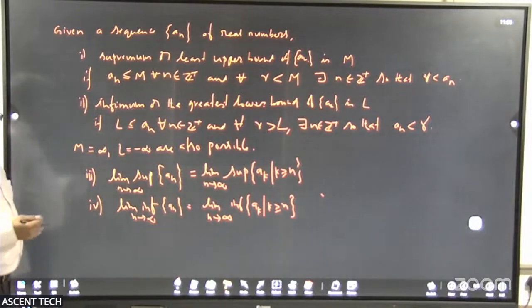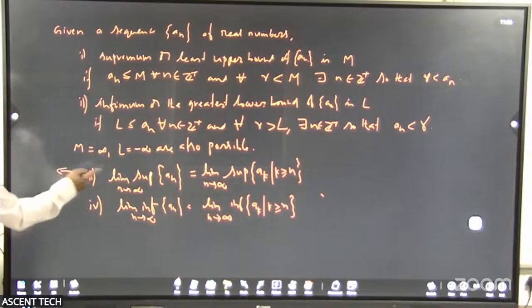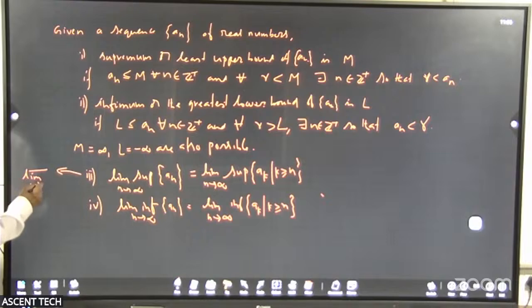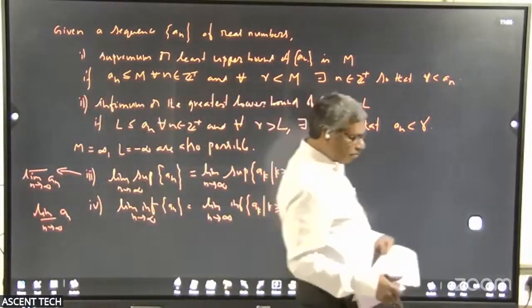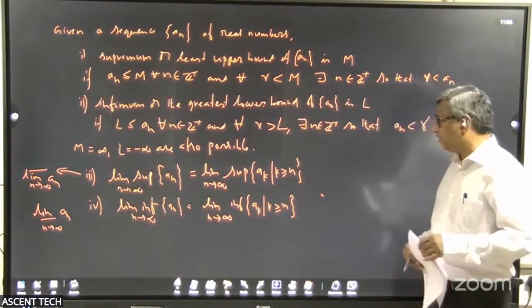We want to understand this a little bit. I will denote this also by the symbol limit supremum as n tends to infinity of A_n, and this I write as limit infimum as n tends to infinity. There is also a notation. I want you to feel comfortable with my definition.